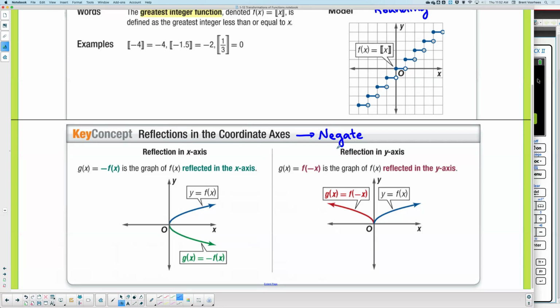Here's why. If you have a negative number and you negate a negative, what is negating a negative actually going to make happen? It's going to go positive. But if you have a positive and you negate it, it's going to become negative. So when I say negate, I'm saying we're going to change the signs. That's what a reflection is. A huge note you need to write down.